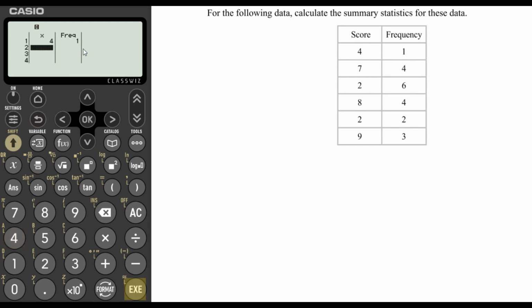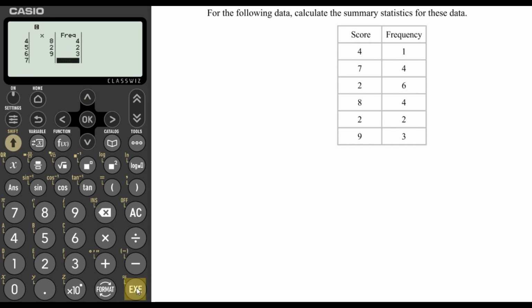For a score of 4, we have a frequency of 1. For a score of 7, we have a frequency of 4. For a score of 2, we have a frequency of 6. For a score of 8, we have a frequency of 4. For a score of 2, we have a frequency of 2. For a score of 9, we have a frequency of 3. We have now inputted all the data.